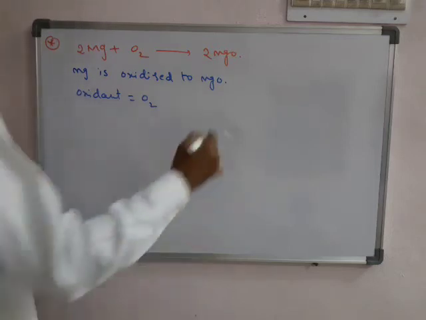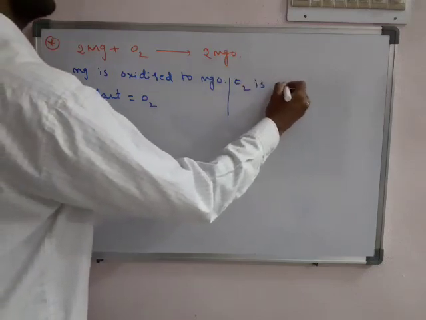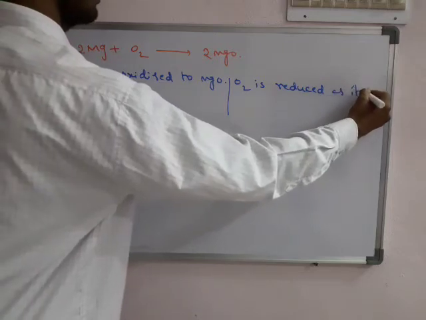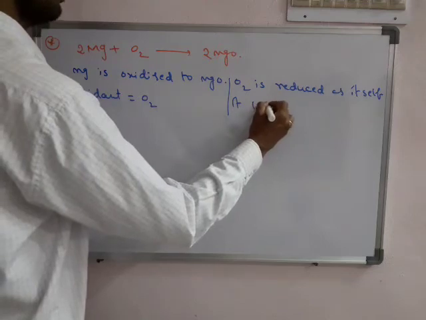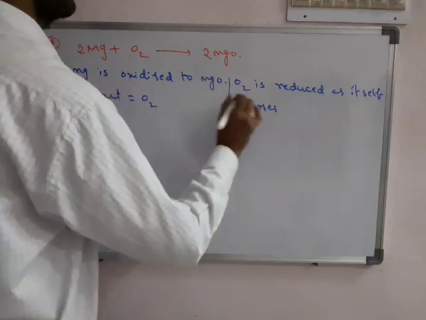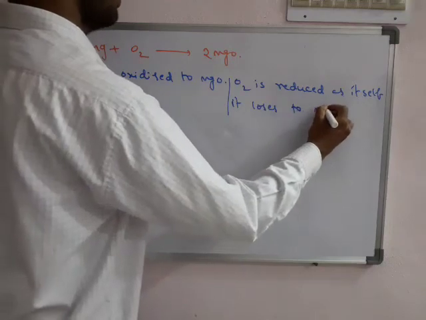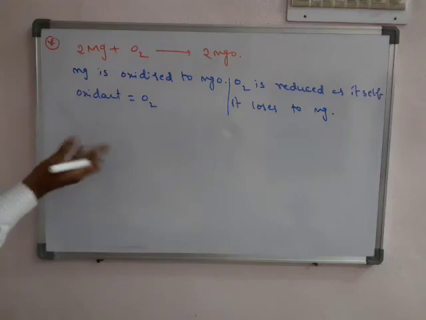Next. O2 itself is reduced, as it donates its oxygen to magnesium. Since it gives oxygen to magnesium, it is reduced.